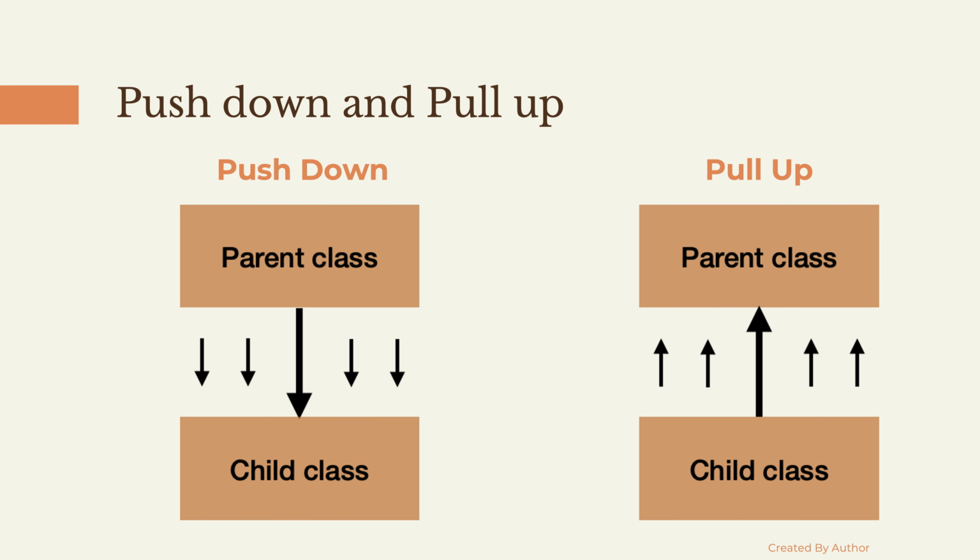If we have a parent-child relationship, for example, employee and a person class, and we want to move certain variables and methods between them, we can use the push-pull option. As we can see in the diagram on the left, if we want to move the fields from parent to the child class, we push them down. On the contrary, we pull the fields up to move them from child to parent class.